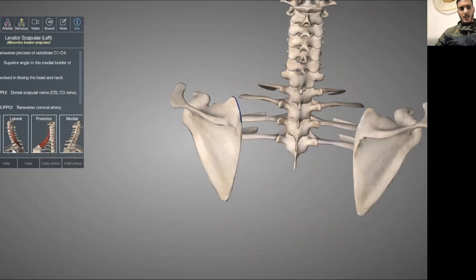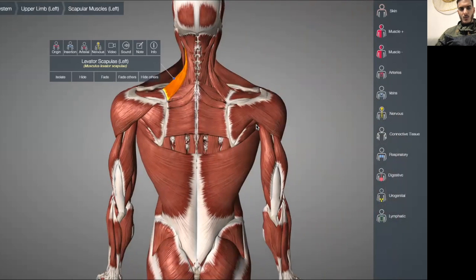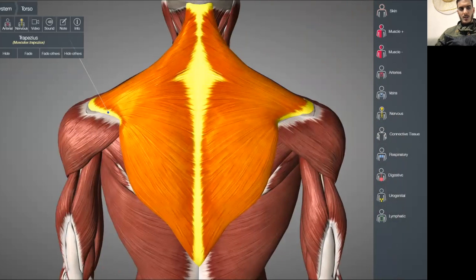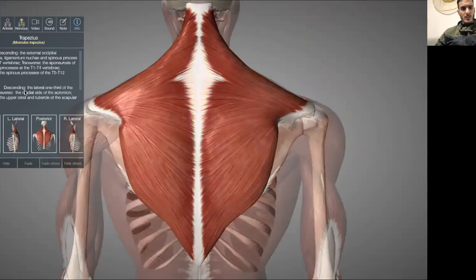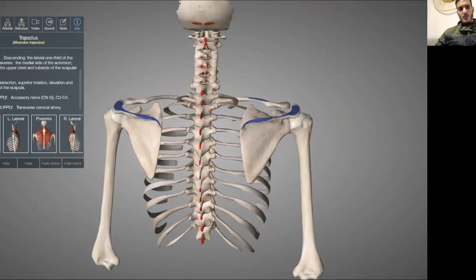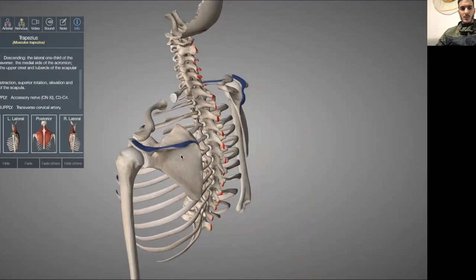Let me just go back here. I want to show you what innervates the trapezius muscle. I forgot to mention that the trapezius muscle is innervated by the accessory nerve. The actions of the trapezius are very closely related to the motion of the scapula mainly, like retraction, rotation, elevation, because it attaches and inserts in this region right here.